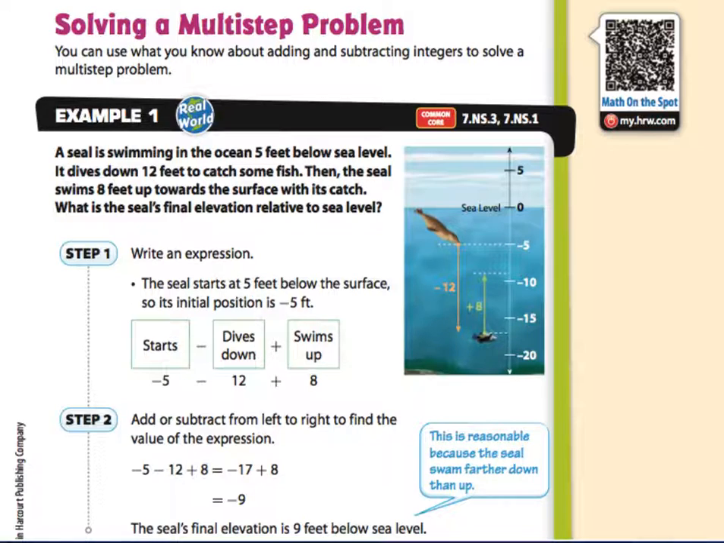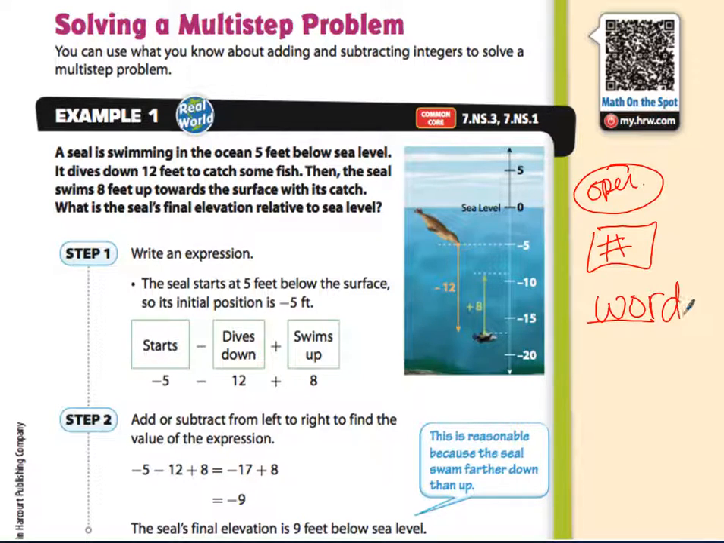First and foremost, we have to go back to using our RIDE. So remember: read, identify, determine, and evaluate. That means circling those operation words, those to-do words, boxing important numbers, underlining important words, and highlighting our question.